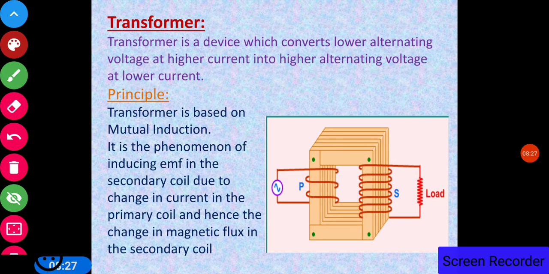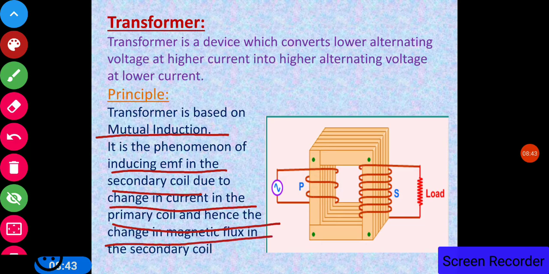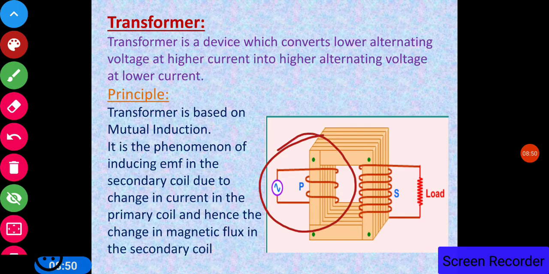So the principle is mutual induction. What is the principle of mutual induction? It is the phenomenon of inducing EMF in the secondary coil due to change in the current in the primary coil, and hence the change in the magnetic flux in the secondary coil. Whenever there is a change in the current in the primary coil, the magnetic field linked with the secondary coil changes, and as a result the EMF is induced in the secondary coil.